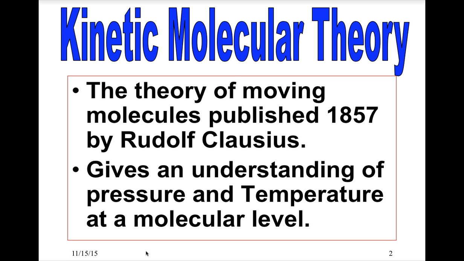Kinetic molecular theory was published in 1857 by Rudolf Clausius, and it is a theory that describes the motion of molecules in a given substance. And it gives us an understanding of pressure and temperature at the molecular level, where those things come from.